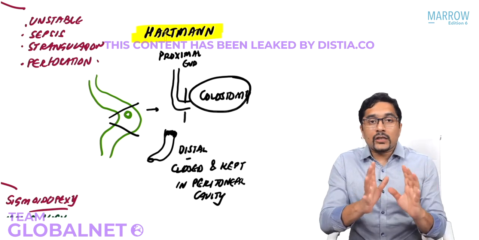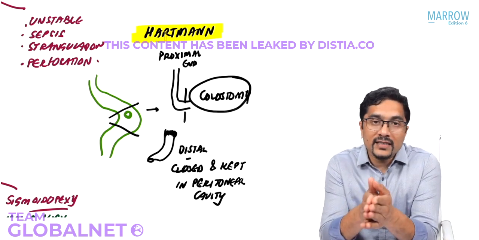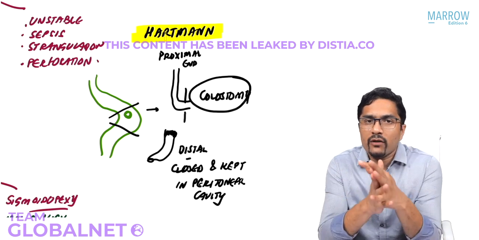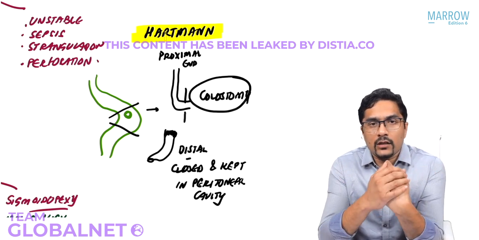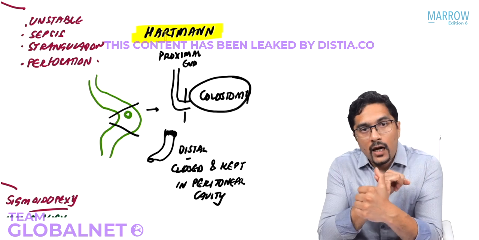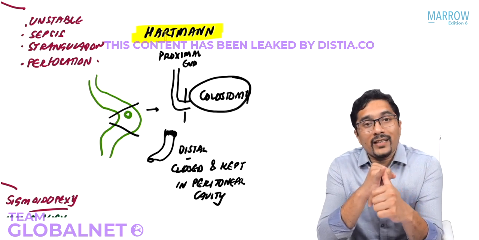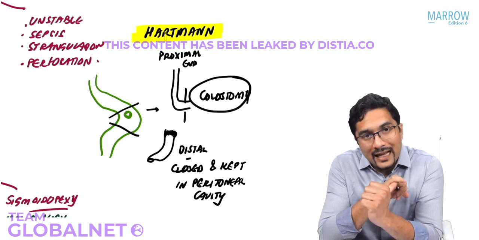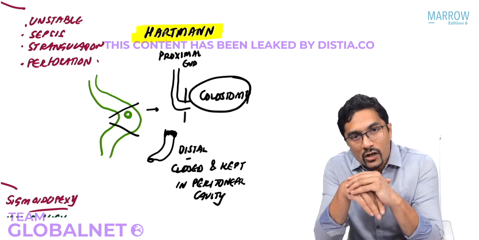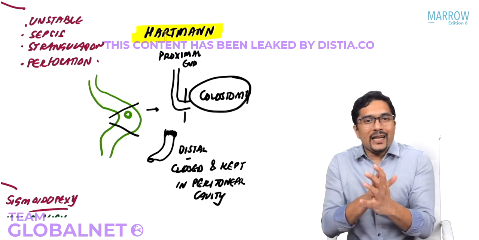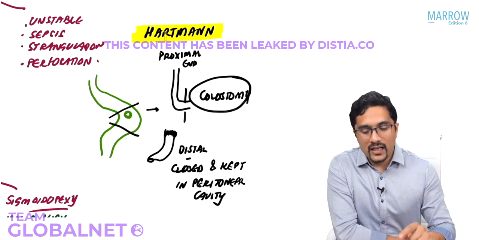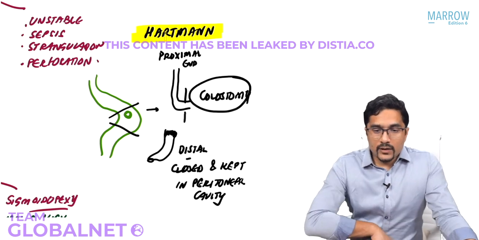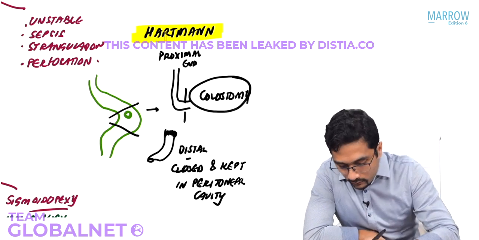Hartmann's is not exclusive to sigmoid volvulus. It can be done in any condition of sigmoid where the sigmoid is perforated and there is contamination. So it can be done following trauma. It can be done if a sigmoid diverticula perforates. It can be done if there is a sigmoid cancer and the patient comes with obstruction. So this is our bailout procedure which we can do quickly, known as the Hartmann's procedure. This was the management of sigmoid volvulus.